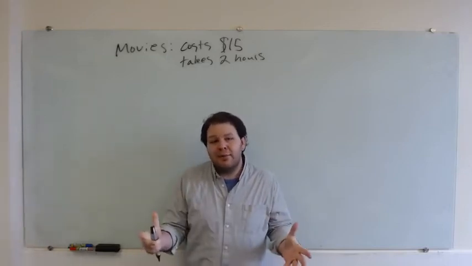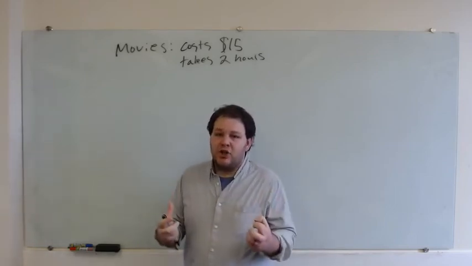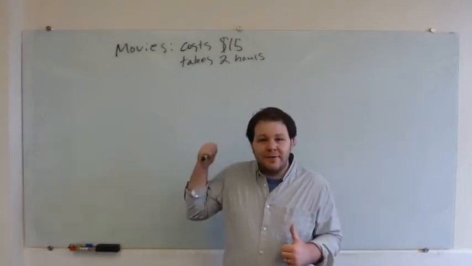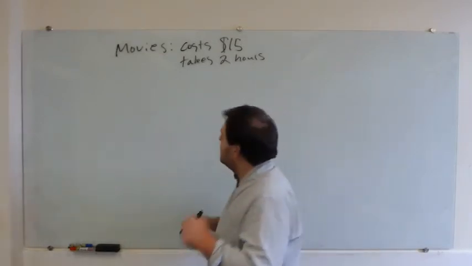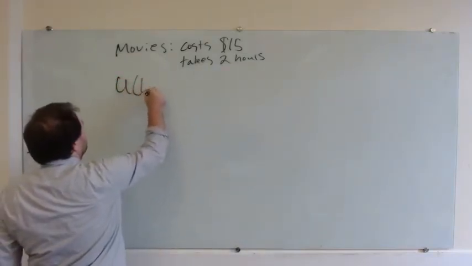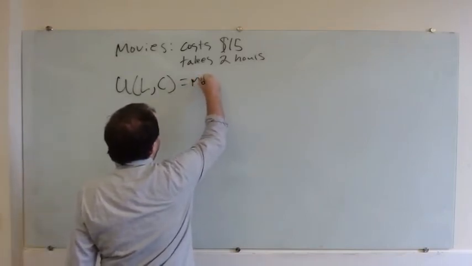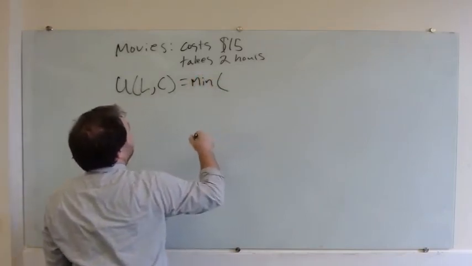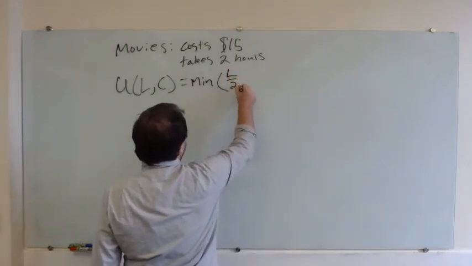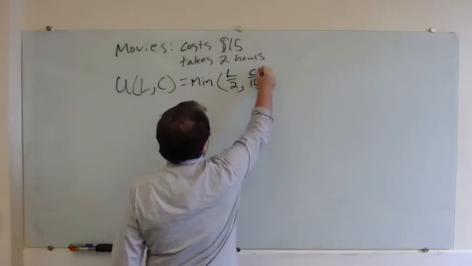Why are they perfect complements? Because they're only valuable to you when consumed in a fixed ratio, right? What you care about is the number of times you can see a movie. Seeing a movie takes $15 and 2 hours. So in this case, we would have a utility function over leisure and consumption that looks something like the minimum of movies worth of leisure, L over 2, and movies worth of consumption, C over 15.